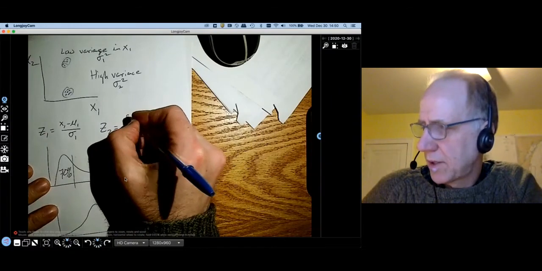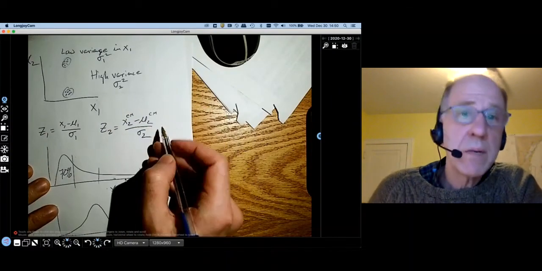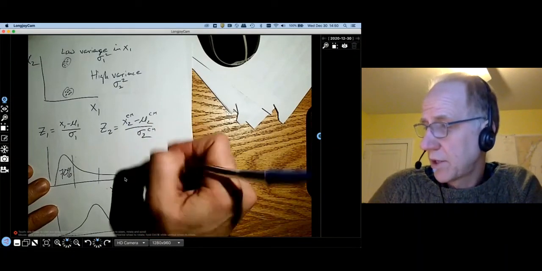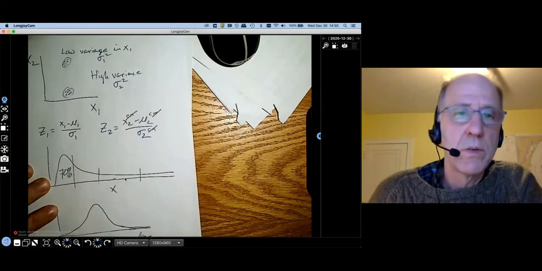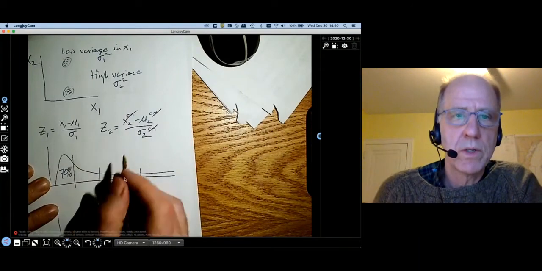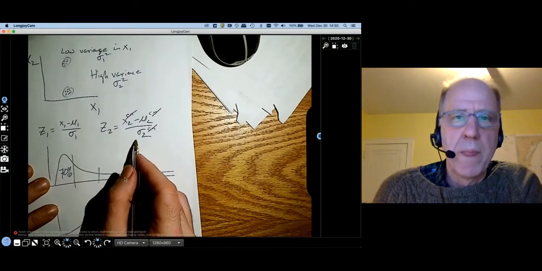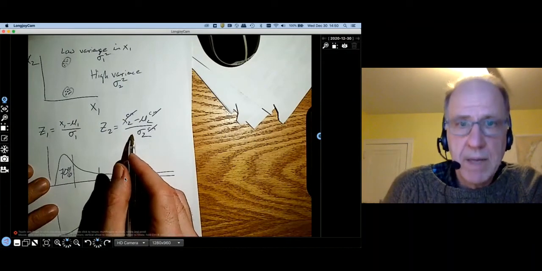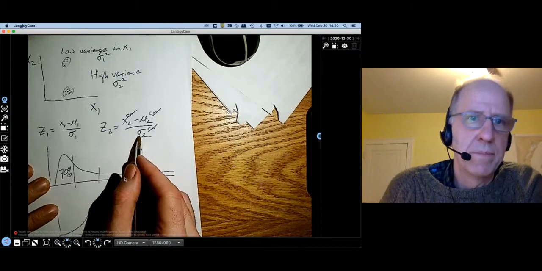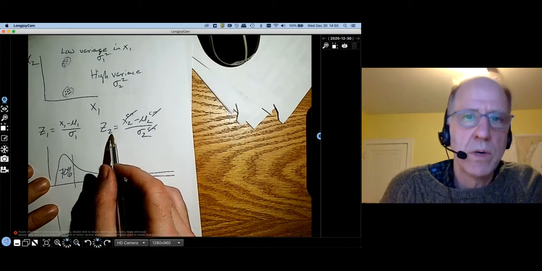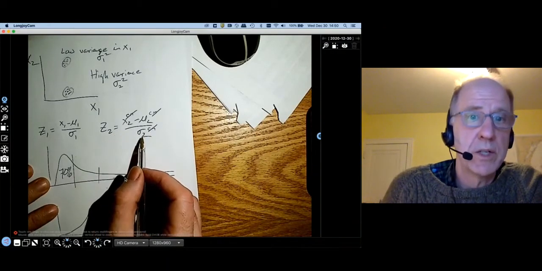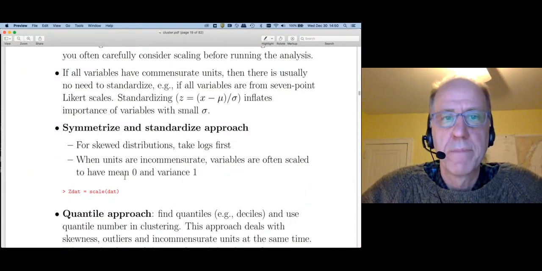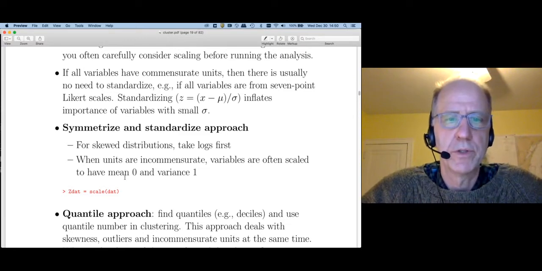Now remember what happens with the z-score. If this is measured in centimeters, then the mean will also be measured in centimeters, the standard deviation will be measured in centimeters, so the units cross out. So z-scores are said to be unitless measures. Another thing that's said of z-scores is that the unit of measure is the standard deviation. So a difference of one z-score means one standard deviation. So z-scores are a completely reasonable way to standardize after you've symmetrized the distributions.